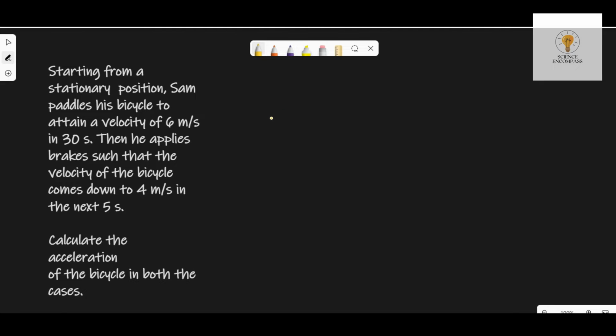So here in our example, we have a situation starting from a stationary position. Let me just break that down. Stationary means from zero position. Sam paddles his bicycle to attain a velocity of 6 meter per second in 30 seconds. All right. Then he applies the brakes such that the velocity of the bicycle comes down, which is very important, to 4 meter per second in the next 5 seconds. Calculate the acceleration of the bicycle in both the cases.